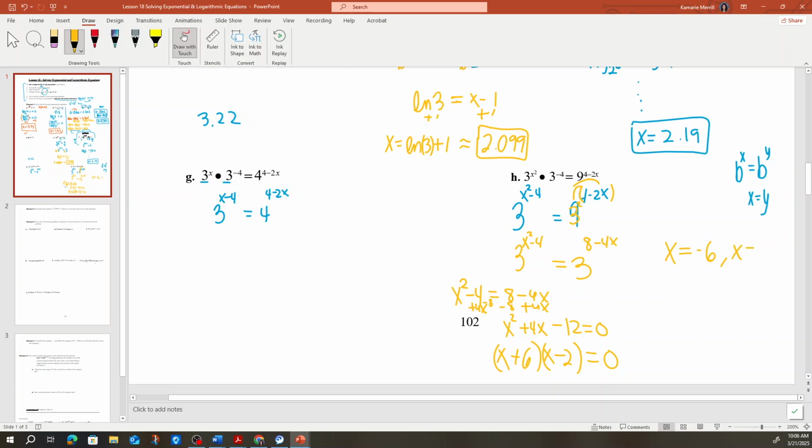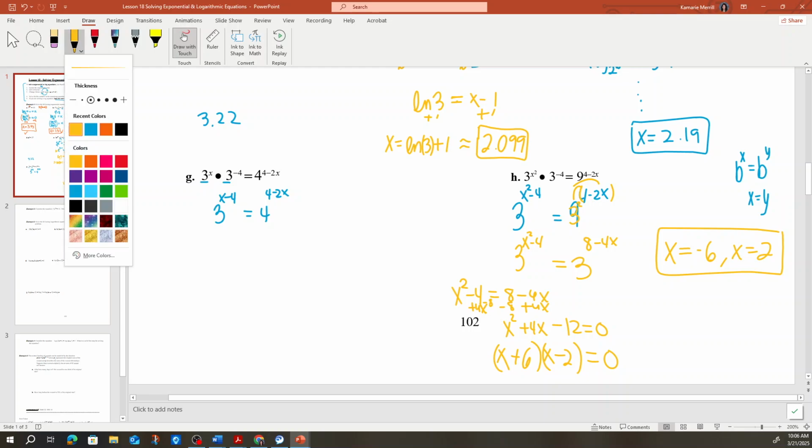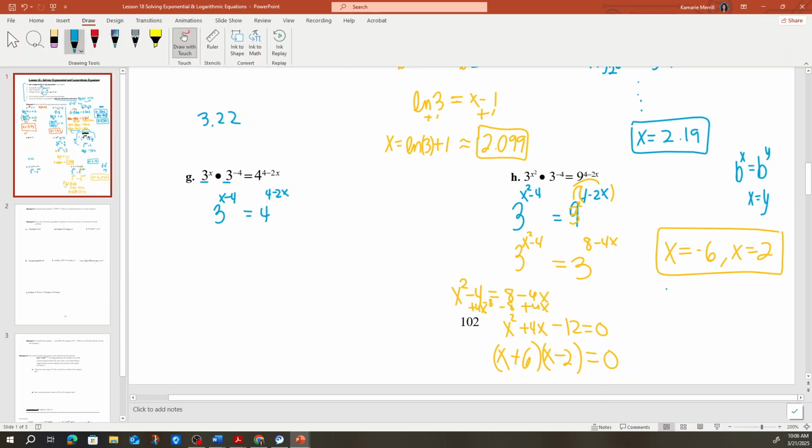Negative 6 and 2. Was this an equation, so I'm allowed to circle my answers? Yes, it's an equation, right? If it's an inequality, it's an interval, so you have to test intervals. If it's an equation, you guys start throwing answers. Now, what do I need to be careful of? This could be an extraneous, right? So we will normally take the time to take these and check.